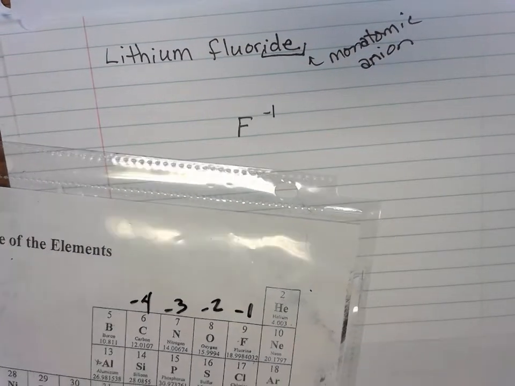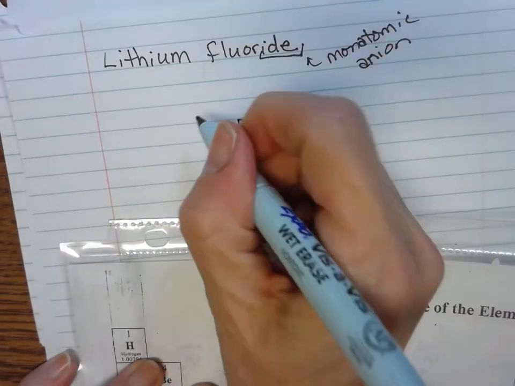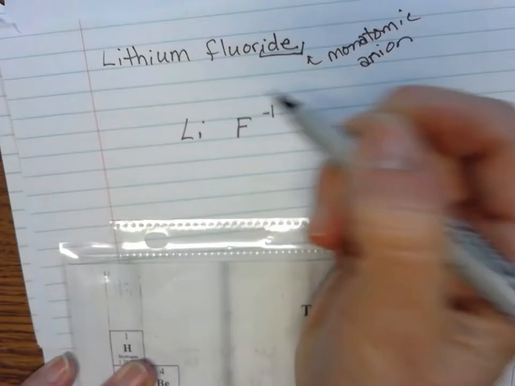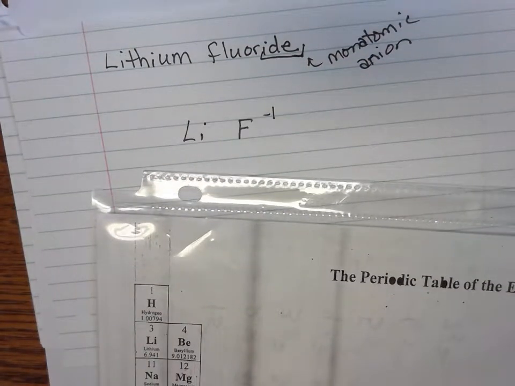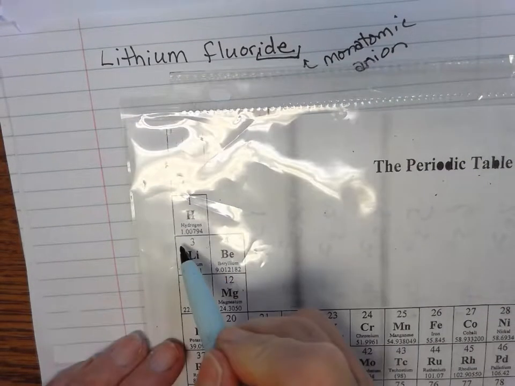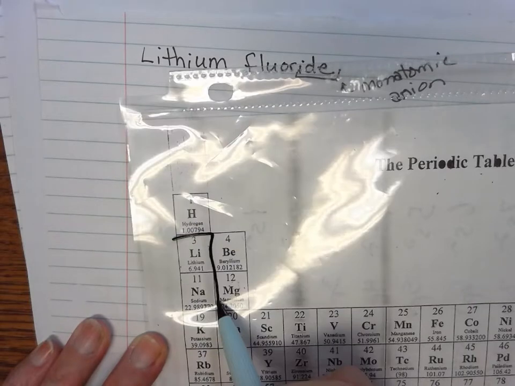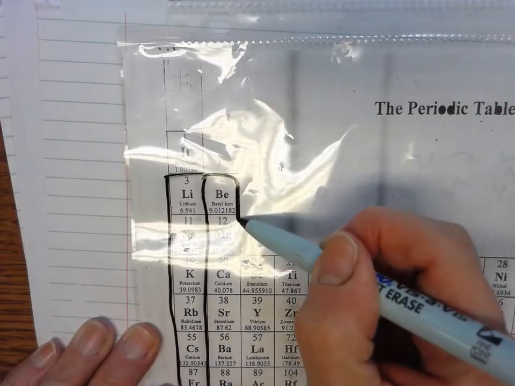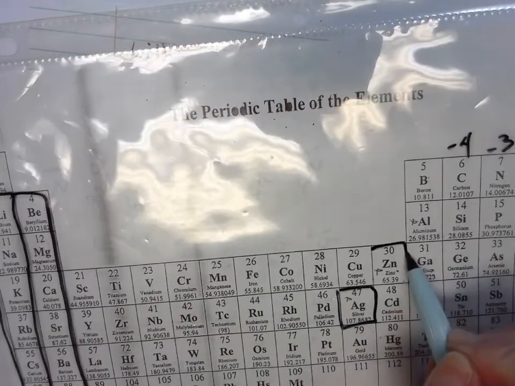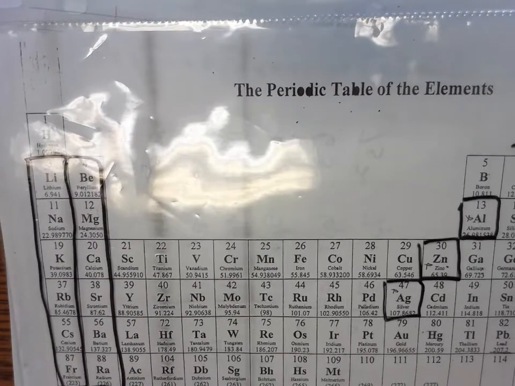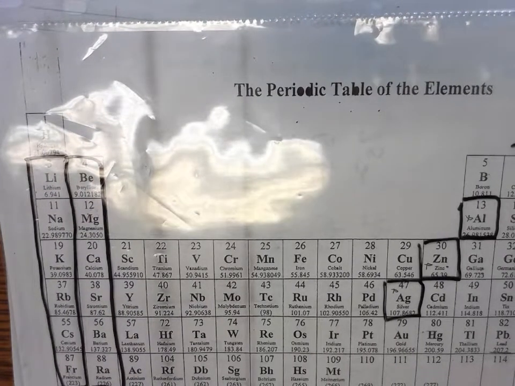We look over to find lithium. Remember, the cation is going to be written first. Now, lithium, when we're doing our cations, we have to remember some key things here. Your alkali metals, your alkaline earth metals, silver, zinc, and aluminum. These are all monovalent, meaning that they have one oxidation number, one charge.